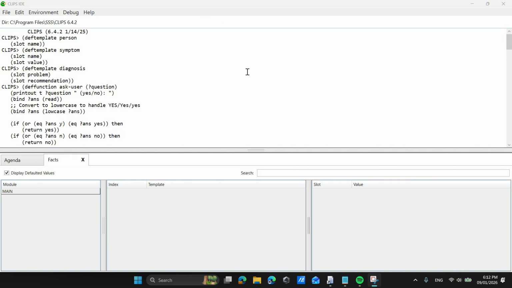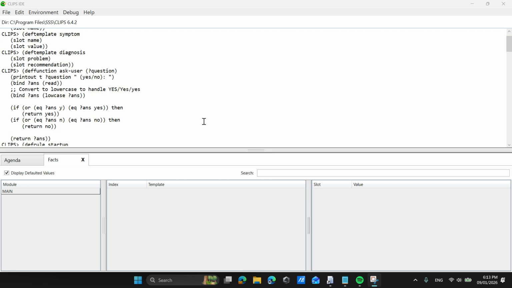In terms of implementation, the system defines several templates such as person, symptom, and diagnosis. These templates are used to store user information, system facts, and the final diagnosis result. The system also uses a function called ask-user to standardize user input. This function prompts the user with a yes or no question, converts the input to lowercase, and returns a consistent value so that rules can evaluate conditions correctly.